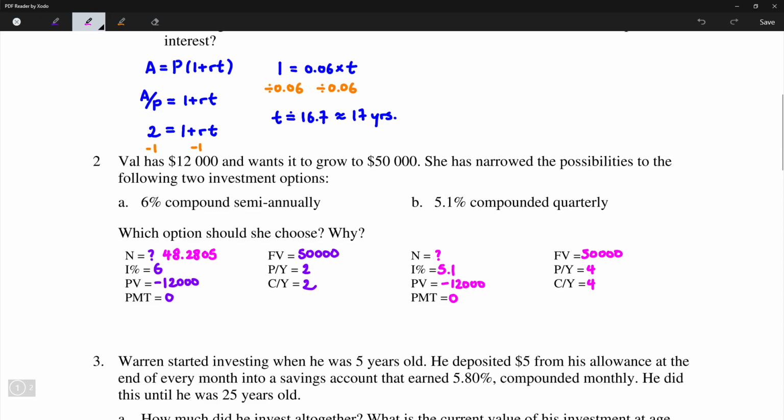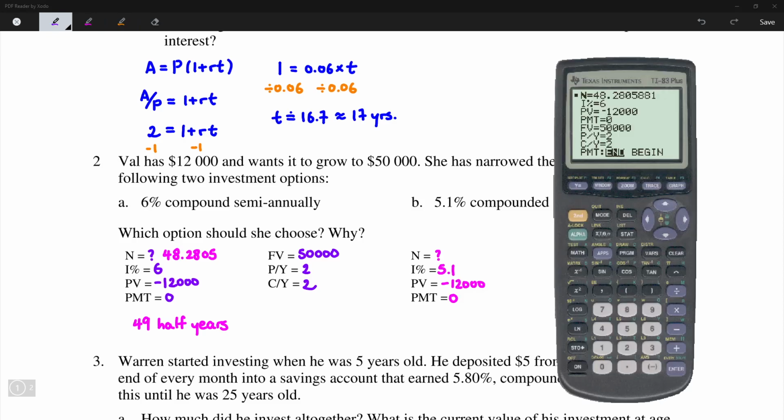Okay. And since there are 2 periods per year, the unit of time in this case is going to be half years. So we can round this up to 49 half years. And then the second part, we just need to change a few numbers on the graphing calculator.